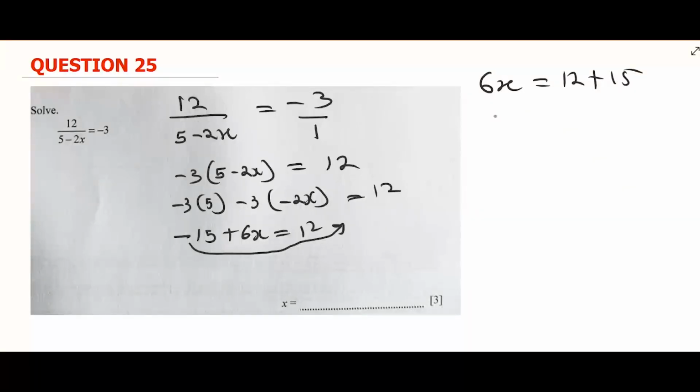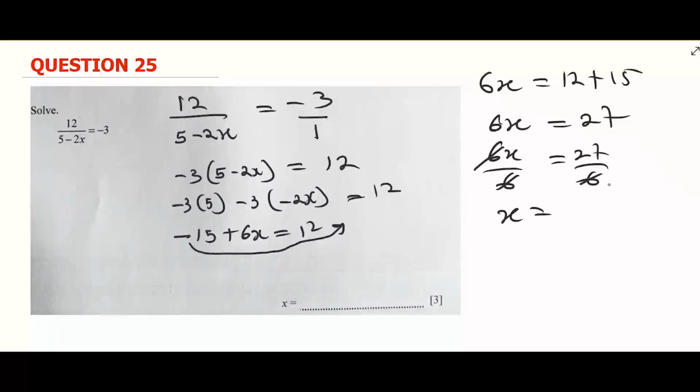So here we're going to have 6x equals 27. If you divide both sides by 6, you have 6x over 6 equals 27 over 6. 6 cancels 6. You have x equals, 3 here, 2 times, 3 here, 9 times. So you have 9 over 2, which is the same thing as 4 whole number 1 over 2. So the value of x is equal to 4 whole number 1 over 2.